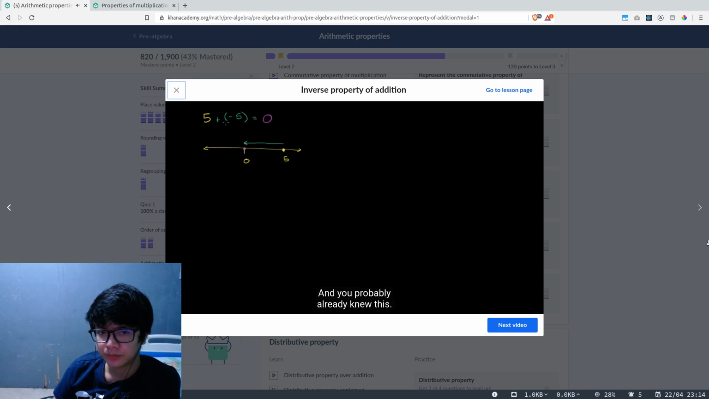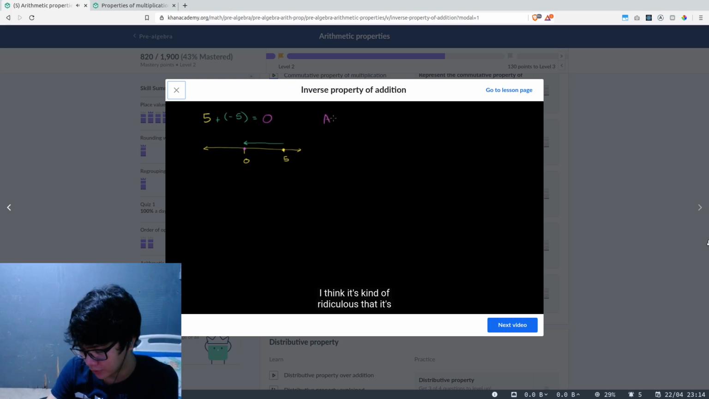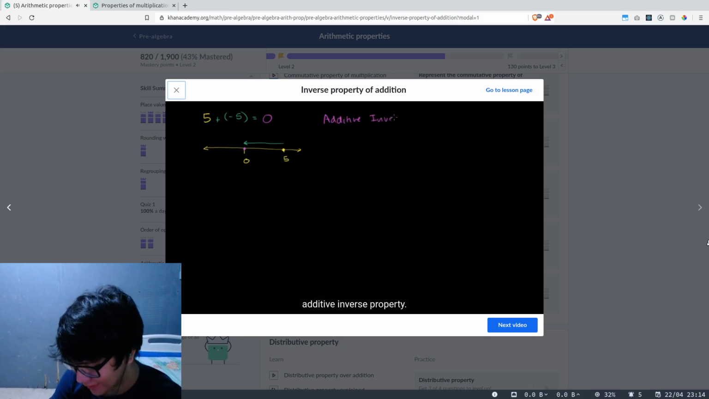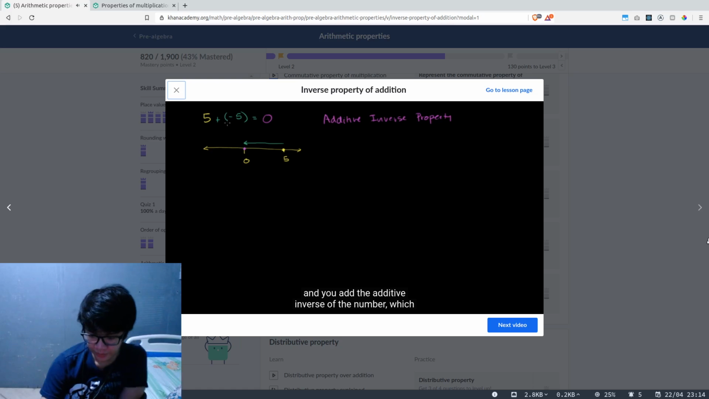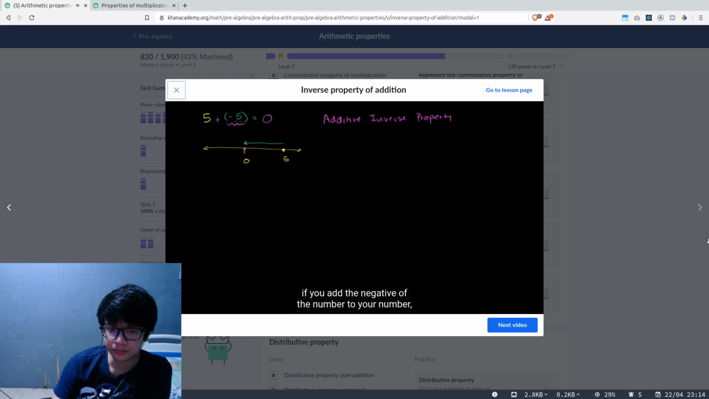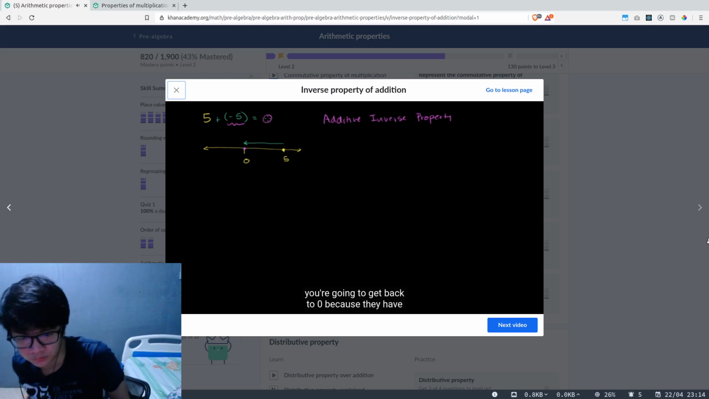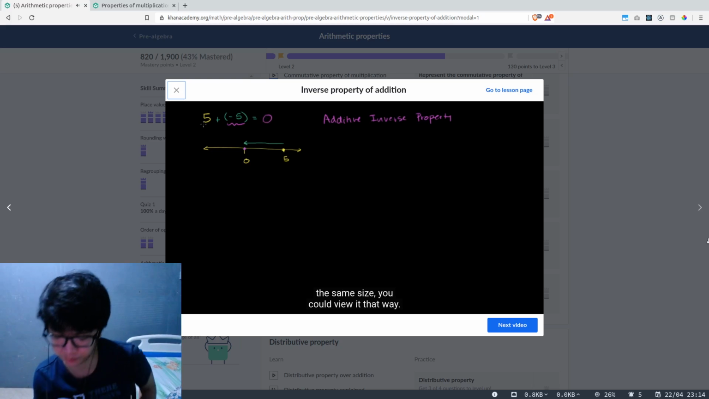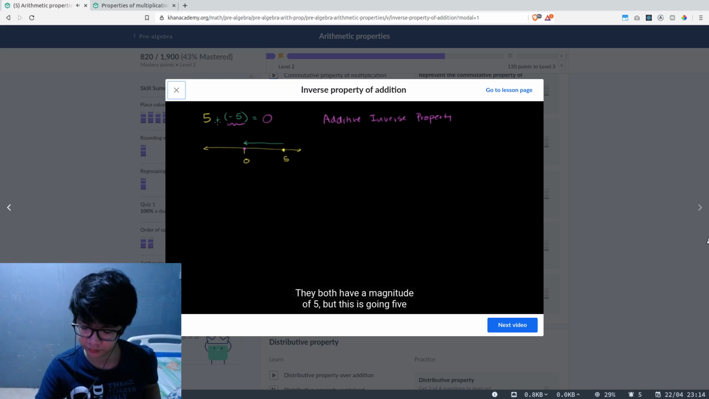And you probably already knew this. It's a pretty common sense thing, but there's a fancy word for it called the additive inverse property. I think it's kind of ridiculous that it's given such a fancy word for such a simple idea. It's just the idea that if you have a number and you add the additive inverse of the number, which is what most people call the negative of the number, you're going to get back to 0, because they have the same size. You could view it that way. They both have a magnitude of 5, but this is going 5 to the right, and then you're going 5 back to the left.